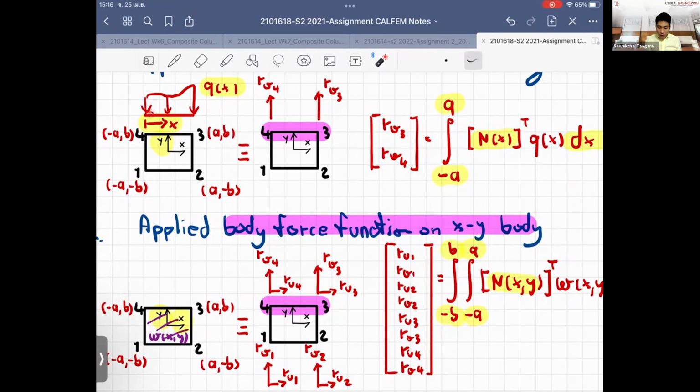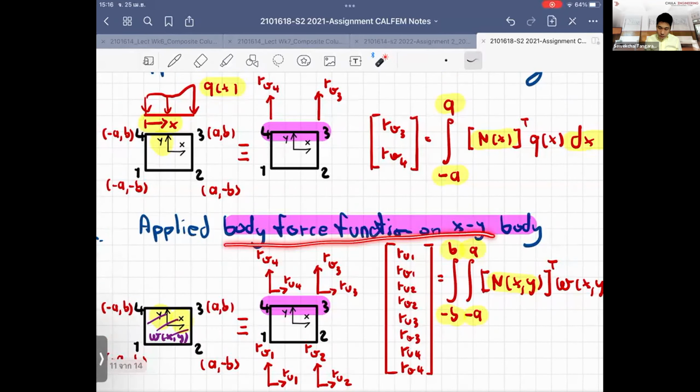If it is a distributed load over a line, or over the boundary of the element, you just take the integration over the line, which is from the distance of negative a to a, right? Very simple. And then you get the nodal force. And don't forget the positive direction of the nodal force. Always follow the direction of the degree of freedom.